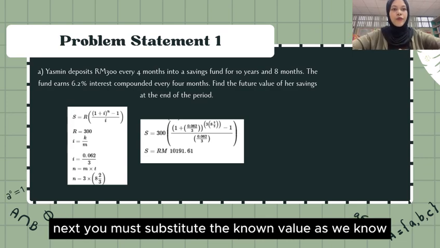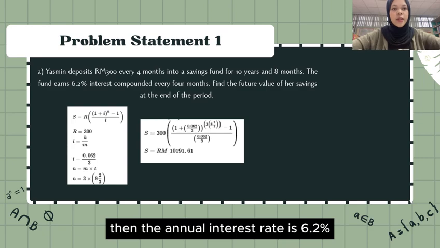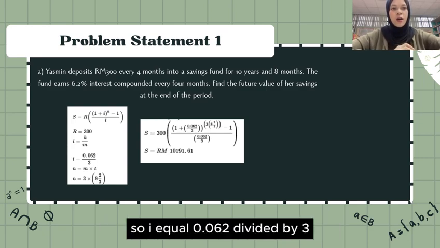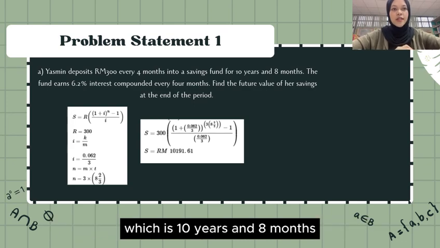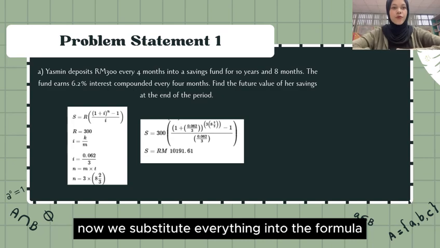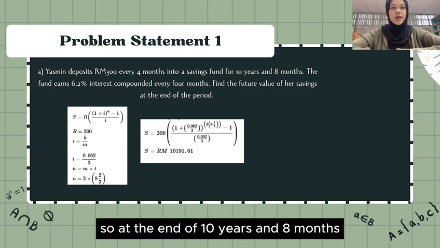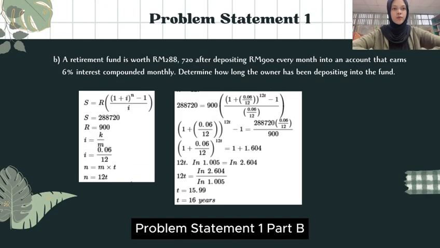Next, we must substitute the known values. As we know that Yasmin deposits 300 ringgit, so 300 is R. Then the annual interest rate is 6.2%, but it is compounded every 4 months, which is 3 times a year. So i equals 0.062 divided by 3. Next, we must calculate the number of deposit periods, which is 10 years and 8 months, times 3 compounding periods every year. Now, we substitute everything into the formula, and when we compute, we get 10,191 ringgit 61 cents. So, at the end of 10 years and 8 months, Yasmin will get 10,191 ringgit 61 cents for her savings fund.